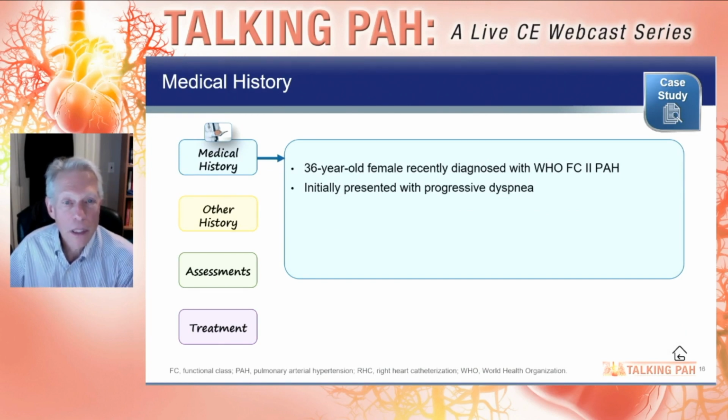She had been diagnosed at another center and had moved to Boston, and her history was notable for about 2 years of exertional intolerance that became very rapidly progressive over about 6 months before she had presented to her initial center. She was diagnosed with PAH and was sent up to us on some oral therapy, but was clearly getting worse in spite of that oral therapy.